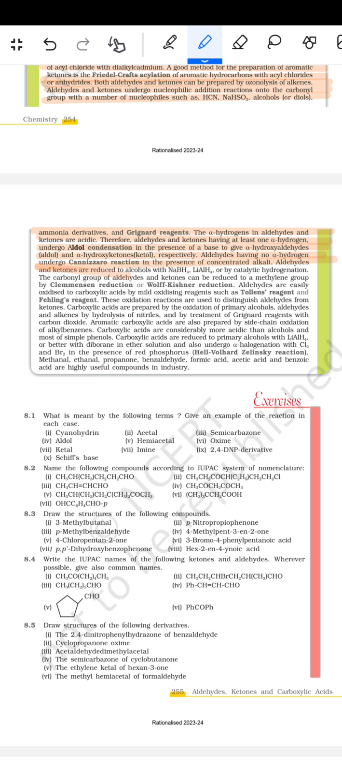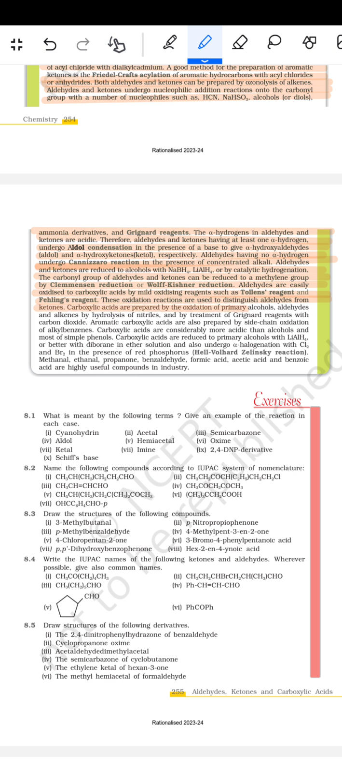Aldehydes and ketones are reduced to alcohols with NaBH4, LiAlH4 or by catalytic hydrogenation. The carbonyl group of aldehydes and ketones can be reduced to a methylene group by Clemmensen reduction or Wolff-Kishner reduction. Aldehydes are easily oxidized to carboxylic acids by mild oxidizing agents such as Tollens' reagent and Fehling's reagent. These oxidation reactions are used to distinguish aldehydes from ketones.